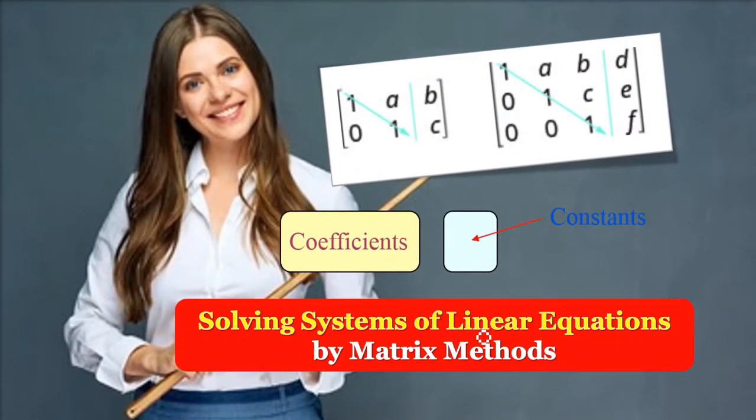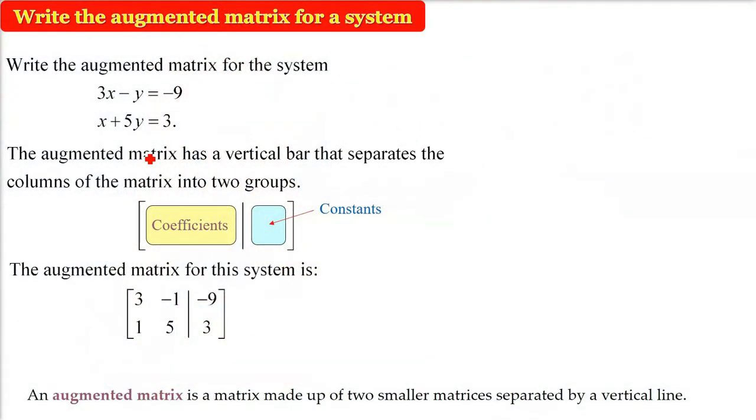Solving systems of linear equations by matrix methods. So in order to solve the linear equations, we have various methods by which we can employ the matrix. What we are going to discuss today is called the Gaussian elimination or Gauss-Jordan, or also you can call it the augmented matrix and the echelon form solution of the linear equations.